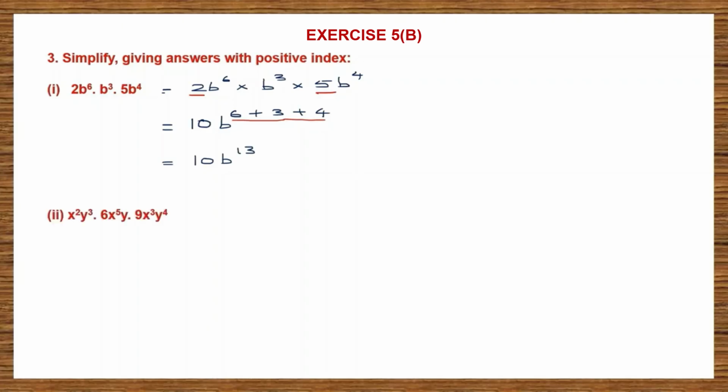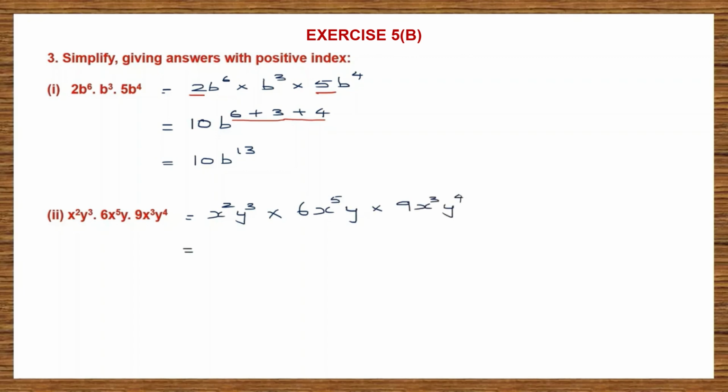Next question is x raised to the power of 2, y raised to the power of 3 into 6, x raised to the power of 5, y into 9, x raised to the power of 3, y raised to the power of 4. So here let's write the question. So this is x to the power of 2, y to the power of 3 into 6, x to the power of 5, y to the power y by itself into 9, x to the power of 3 and y to the power of 4.